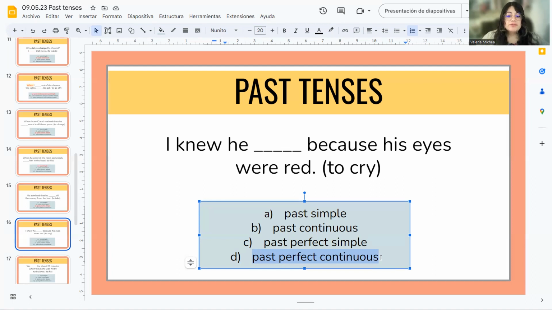Yeah, I would think that both are correct. If you think that crying a lot means red eyes, then go for the continuous form. But yeah, they refer to the same thing, that an action happened before another action. And then if you want to go for the past perfect continuous, it's because you want to emphasize the duration of the action. So perfectly correct.